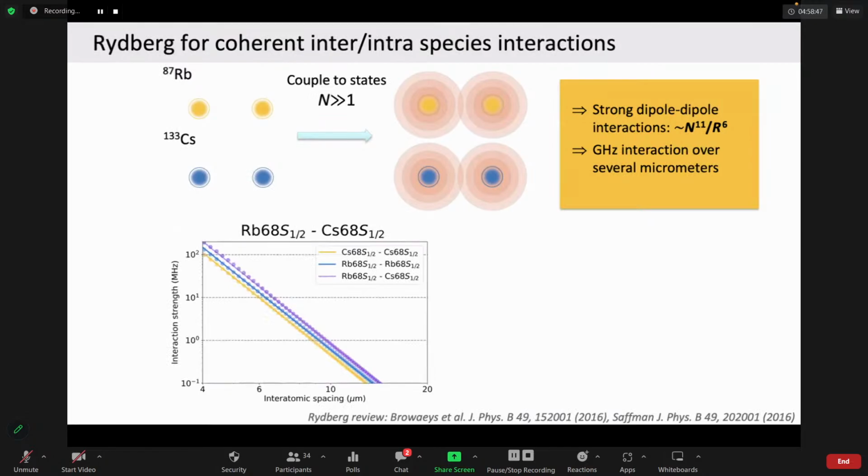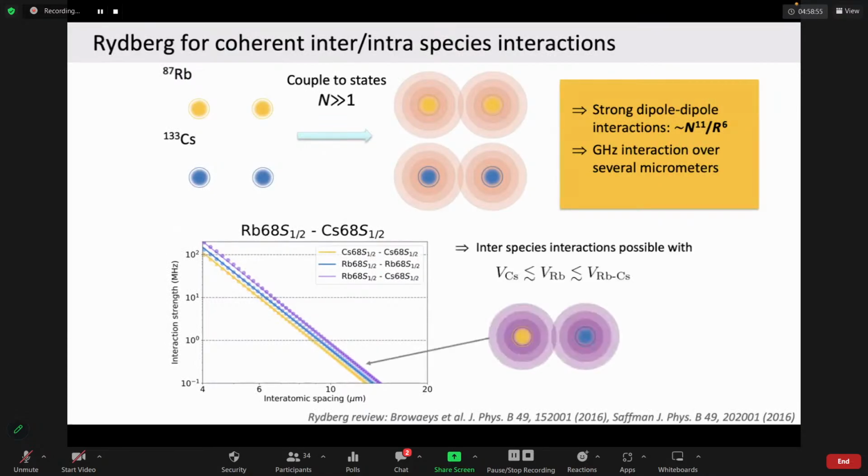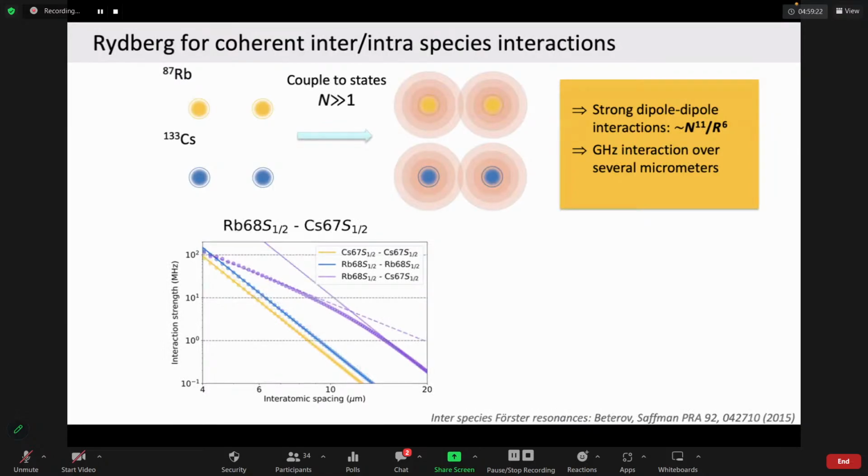For example, you could choose to excite both atoms to similar principal quantum number Rydberg states. And if you choose to do that, you get similar interaction strengths for the interspecies interaction. So now the interactions you see for rubidium, cesium, and interspecies are on the same order. And by choosing different states, they can be made more equal, or maybe even the interspecies interactions could be made weaker. But another regime that we are very interested in is asymmetric in the other direction, where we pick states where the interspecies interaction is much stronger.